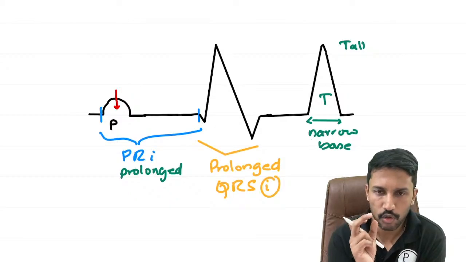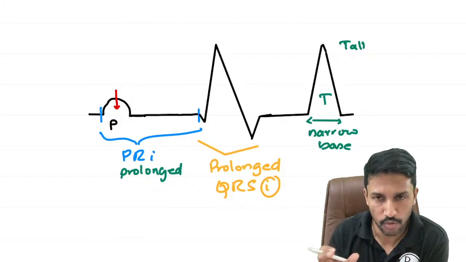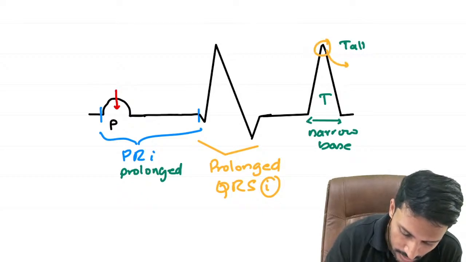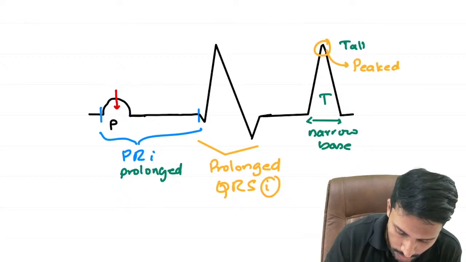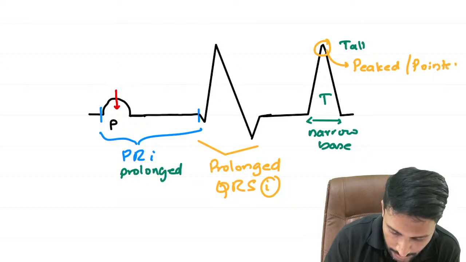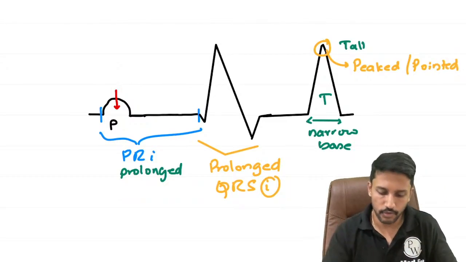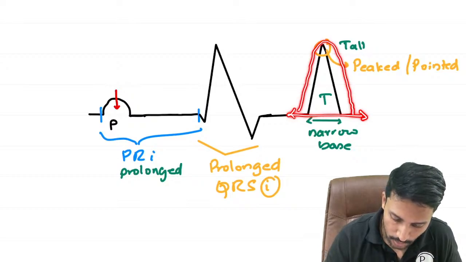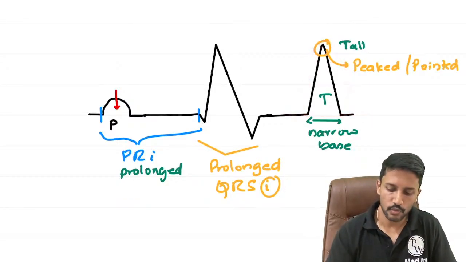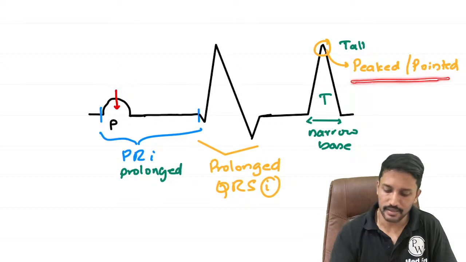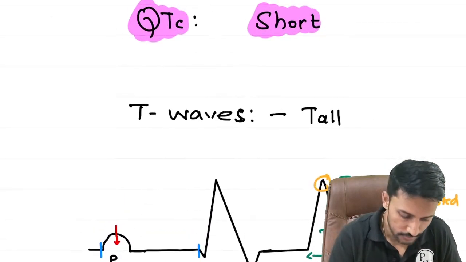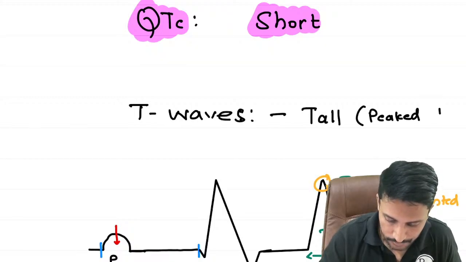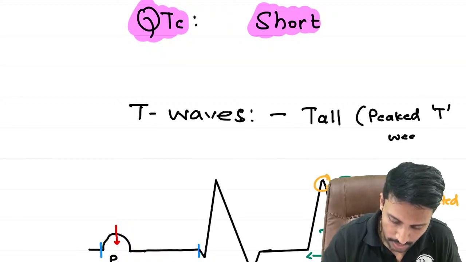When it is more than 5 small boxes in limb leads and more than 10 small boxes in the chest leads, we call it as tall. And the third thing is it is peaked or pointed. In case of the acute MI, the T wave will become tall, but it will have broad base and it will have blunted peak, not pointed peak, right? So this is what we call as tall, tented or peaked T waves. It has a point and they are going to be symmetric.